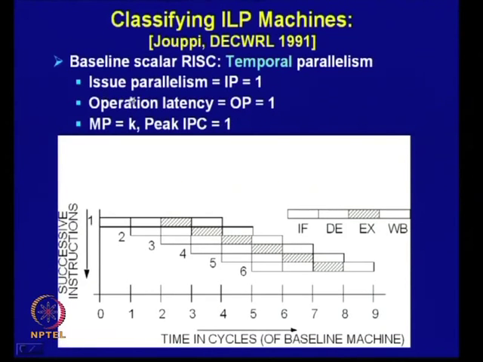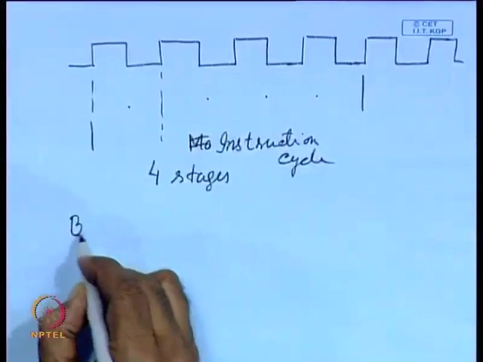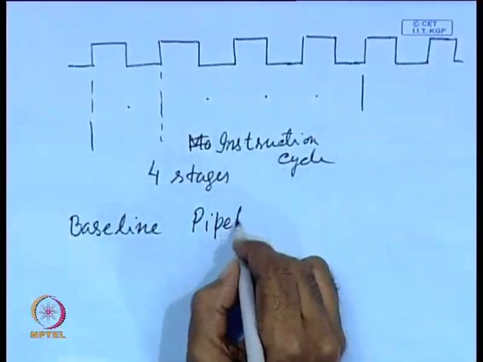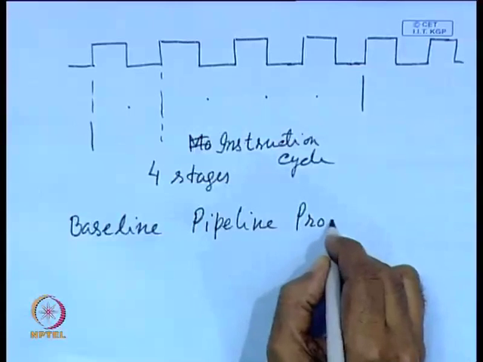Whenever we go for discussing higher and higher ILP, you will require a reference. Initially, when we discussed the pipeline processor, our reference was the non-pipeline processor, and with respect to it we discussed various parameters like speed up, throughput and so on. Now, since we shall be concerned with increasing the instruction level parallelism greater than 1, our reference point will be the baseline pipeline processor which I have discussed in my previous lectures, processor or machine, whatever you call it.